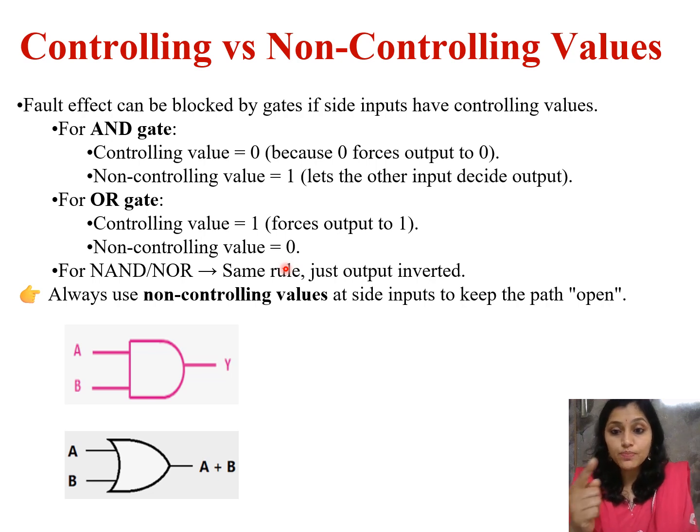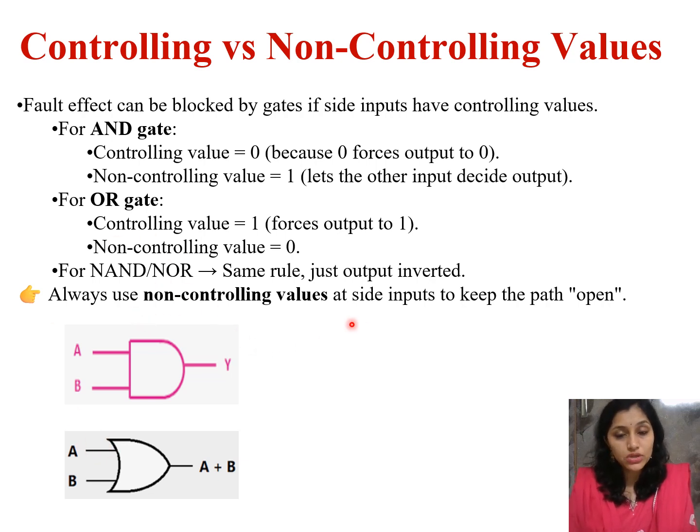So when we use the path sensitization method, we must always use non-controlling values at side inputs to keep the path open. So to check A, I'll apply a non-controlling input at B. Here, to check B, I'll apply a non-controlling input at A.